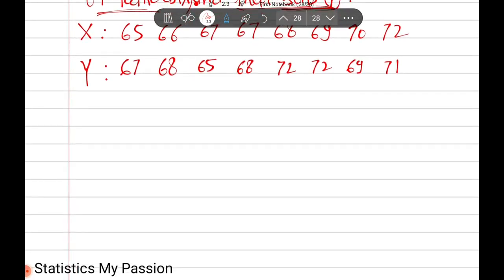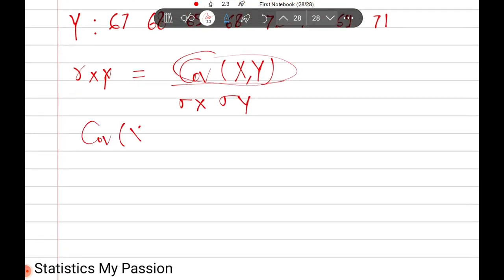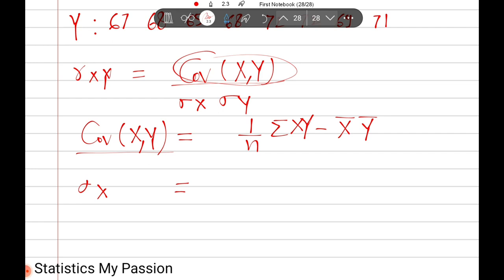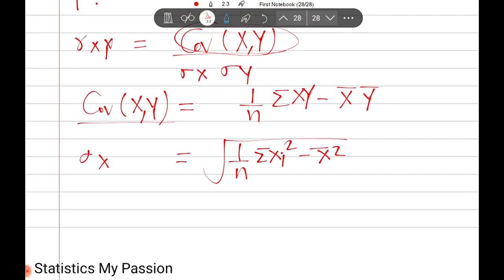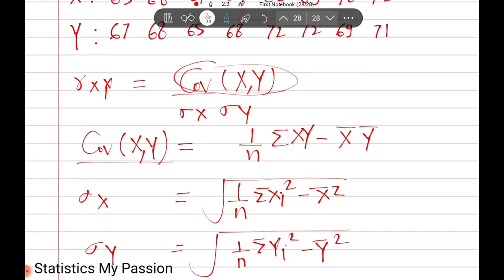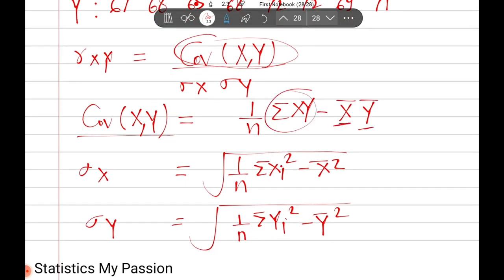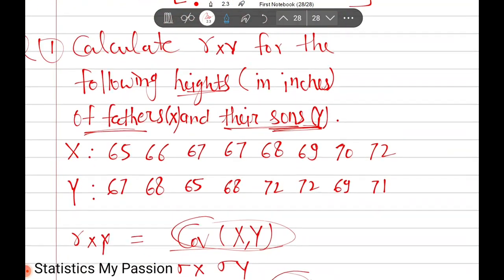So first of all, what is the formula of the correlation coefficient? We write rxy is equal to covariance of xy over sigma x and sigma y. We know the formula of the covariance of xy is 1 by n sigma xy minus x bar y bar. This is the formula of covariance of xy. And now we write the sigma x formula: sigma x is equal to the root of 1 by n sigma xi square minus x bar square, and also the sigma y formula, which is the root of 1 by n sigma yi square minus y bar square. So basically we find sigma xy, x bar, y bar, sigma xi square, and sigma yi square. These 5 terms we will find, so let's start.